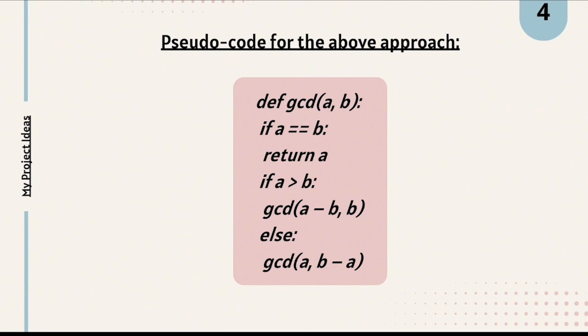So I hope you got the code. If you did not, here is the answer. Have a look. It's simple. I have taken a function def, that is definition of the function GCD, and taken the parameters A and B. If A is double equal to B, that is if A and B are equal, I have returned A. If A is greater than B, then GCD of A minus B and B is returned, else GCD of A and B minus A is returned. It's a recursive function, right? This is the pseudocode.